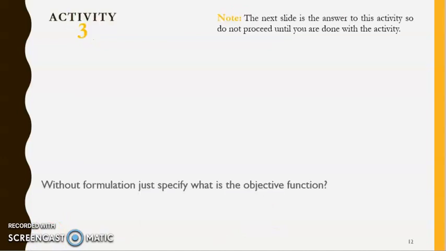Okay, let's go to the next activity. It is asking you, without formulation, just specify what the objective function is. Here, it is not asking you to do the formulation, just conceptually mention what the objective function is. For a better answer, if you cannot remember it completely, go and check the case. I'm 100% sure you will find the answer.